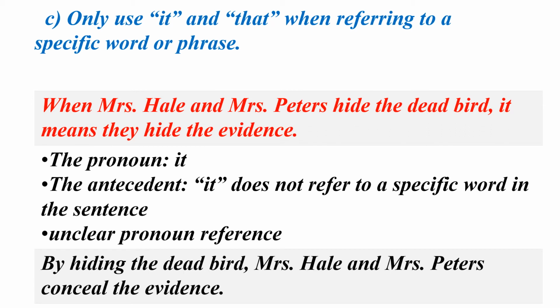And if we want to make the sentence meaningful or make the sense clear, we have to rewrite the sentence in a way like, by hiding the dead bird, Mrs. Hale and Mrs. Peters conceal the evidence. Here, it refers to the action by hiding the dead bird, and instead of it, we use by hiding the dead bird here. So we skip the pronoun. If the pronoun cannot make the sense clear, we have to avoid using it.